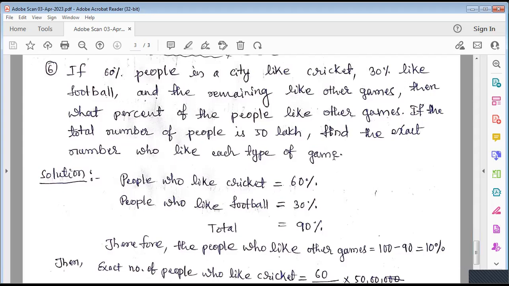So in a city, 50 lakh people are there. Out of 50 lakh, 60% of the people like cricket and 30% of the people like football and the remaining like some other games. So we have to calculate the exact numbers.